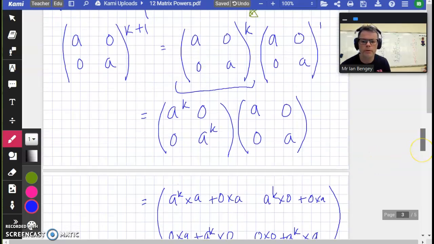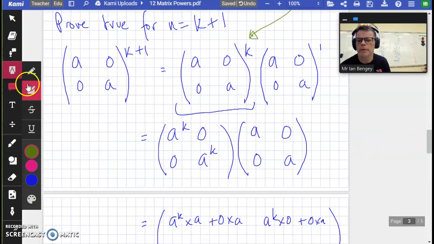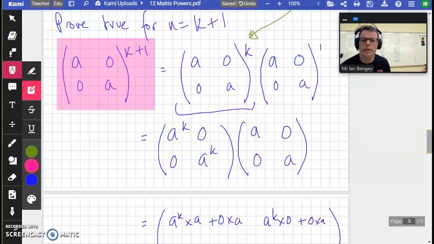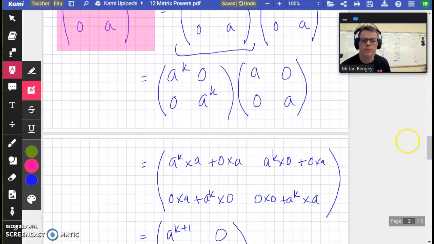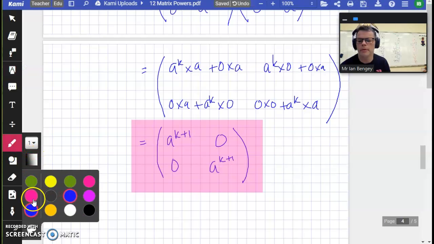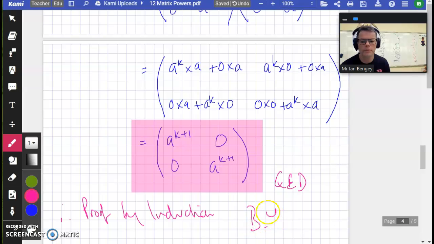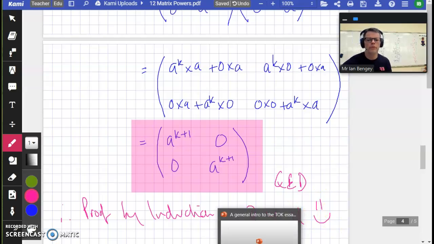And we have shown that, let's mark it up for you, we have just shown that [a, 0; 0, a] to the power k plus 1 is indeed equal to the final thing there. And that is a proof by induction. And you can say, therefore, proof by induction. Or you can say QED if you're posh, or Bob's your uncle if you're not.